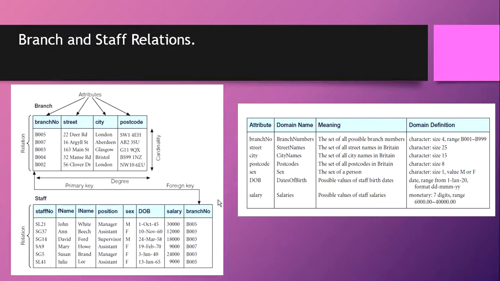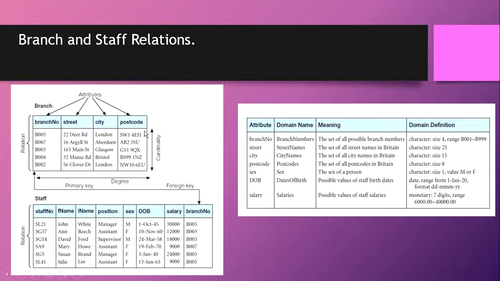So here we have an example. We have two different relations. First we have the branch relation, and then we have the staff relation. You can see that this is a table with rows and columns that we call a relation. These columns are the attributes of this relation, like branch number, street, city, postcode. These are the different attributes or columns of this table branch. These records are the tuples or rows of this relation.